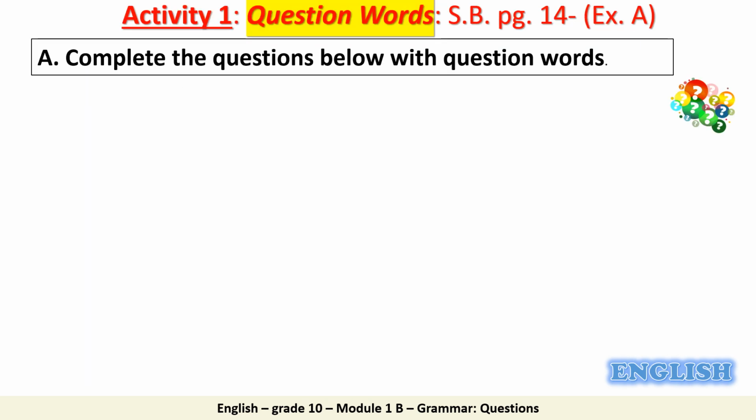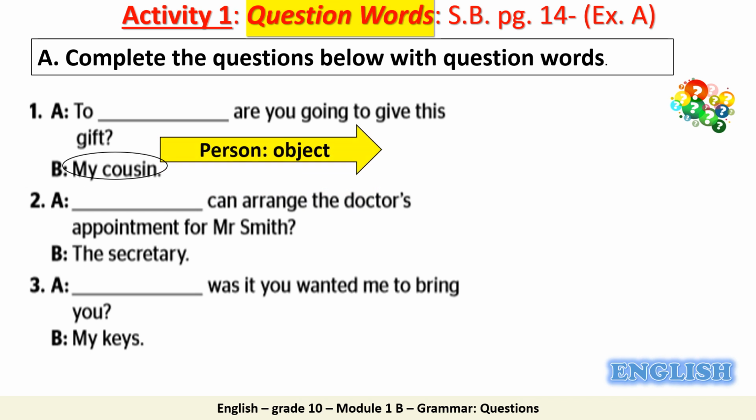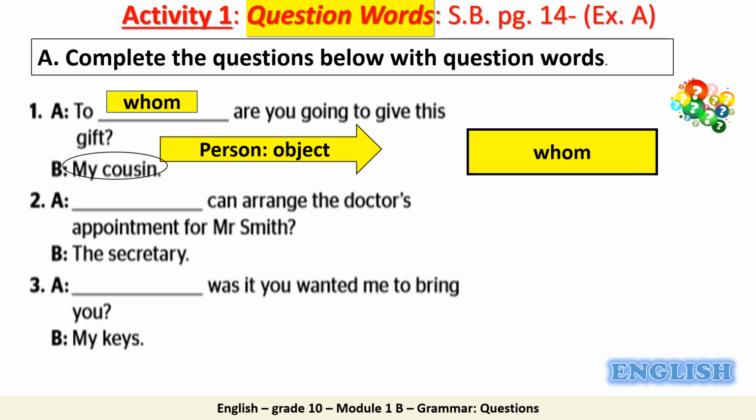Student's book, page 14, exercise A. Complete the questions below with question words. 1 is an example. A. To ___ are you going to give this gift? B. My cousin, which is a person referring to the object. That's why it's going to be whom. Solve the rest and come back for discussion.